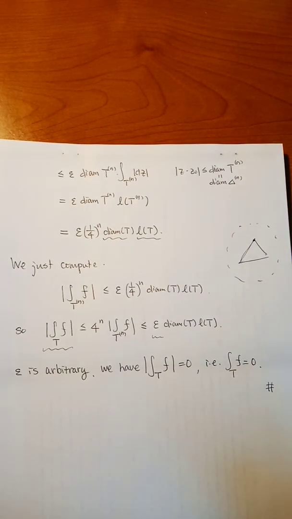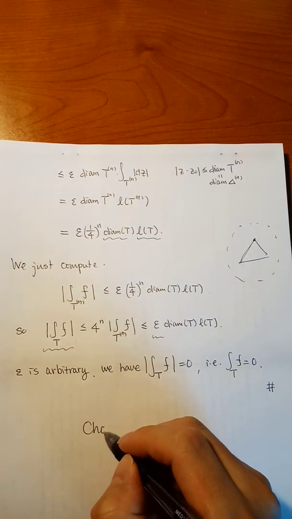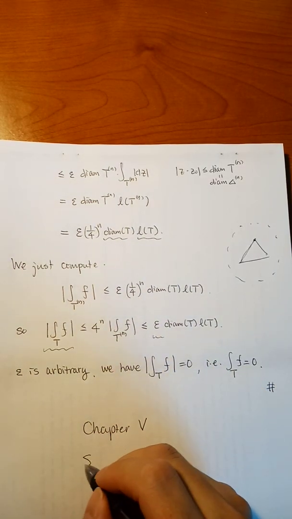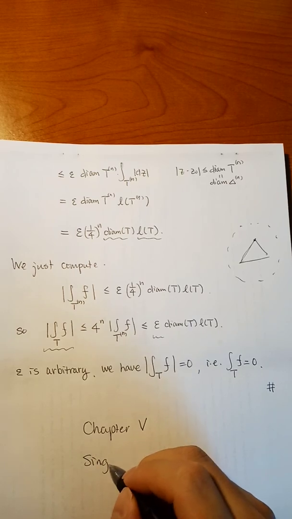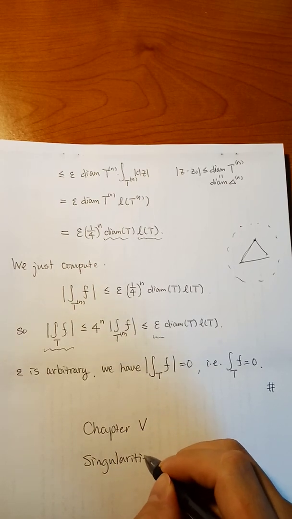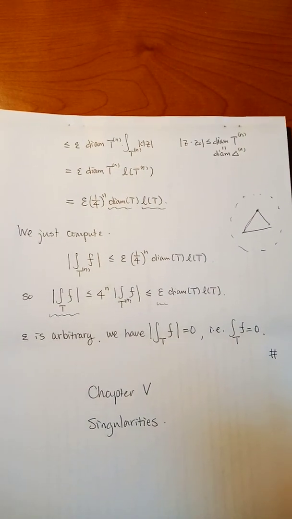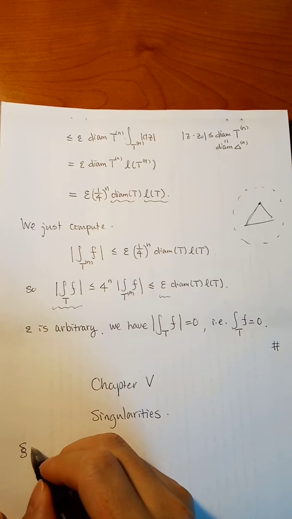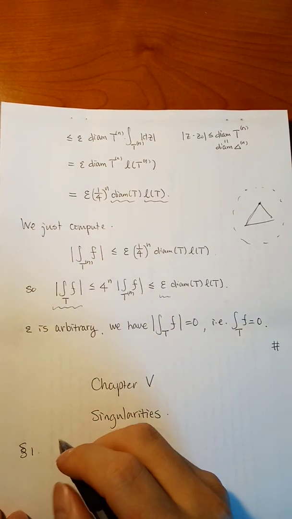Okay, very good. Now we finish chapter 4 about analytic functions, the general introduction. And now let's talk about chapter 5. Chapter 5 is about singularities. Singularities is a discussion about the bad points where the function is not differentiable. So the first section is the classification of singularities.